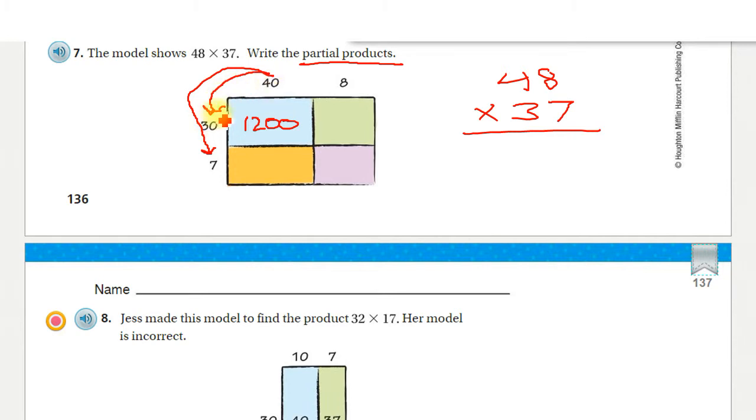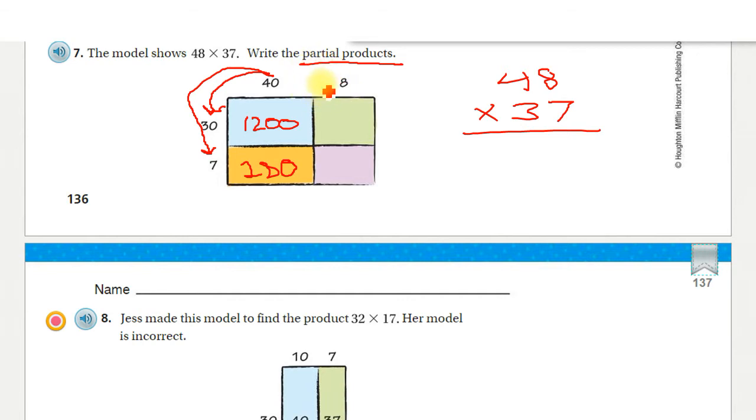So I did 40 times 30. Now I do the 40 times 7. And again, I can use mental math. 4 times 7 is 28. And then there's 1 zero to add here. So 280. That's part of my product. So that's why it's a partial product.